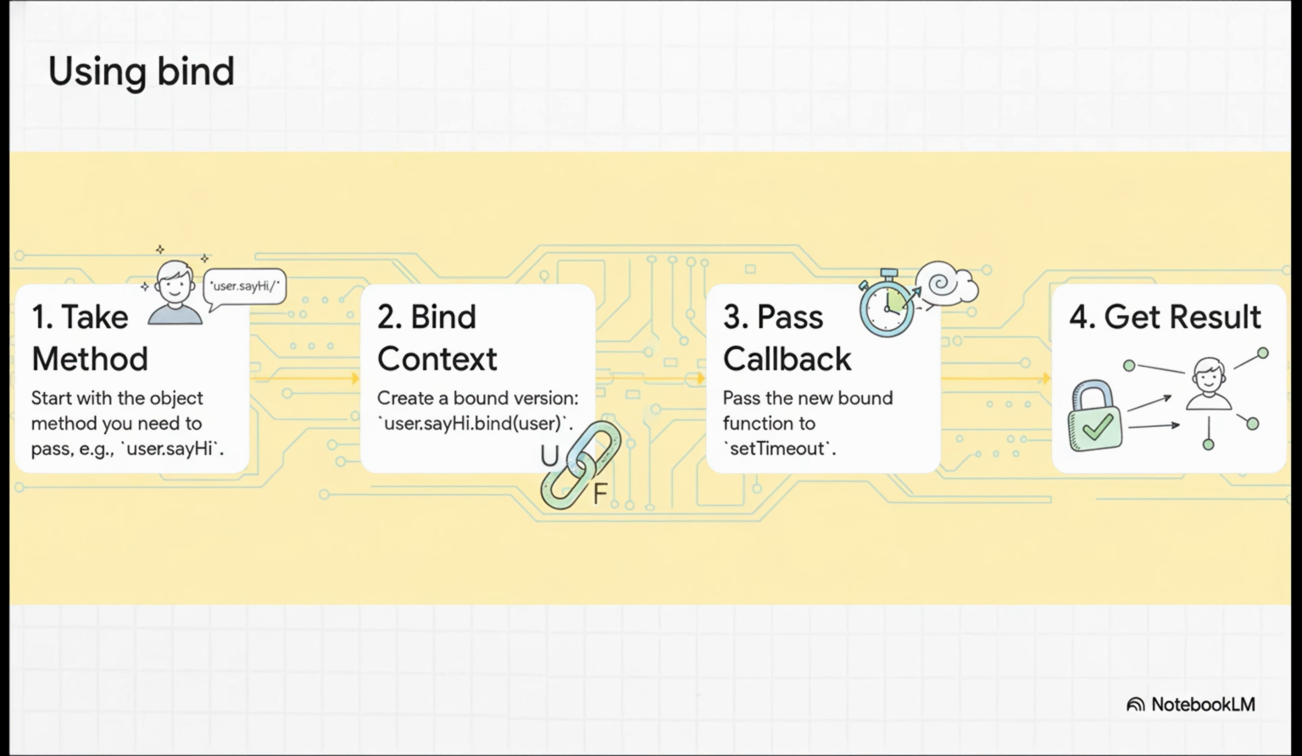It's a really easy process. First, you start with the method you need, user.sayHi. Second, you use .bind(user) on it. This creates that new bound function. Then you just pass that new function to setTimeout. And that's it. The context is now permanently locked in. It will always be the original user object we wanted, no matter what happens to that variable down the line.